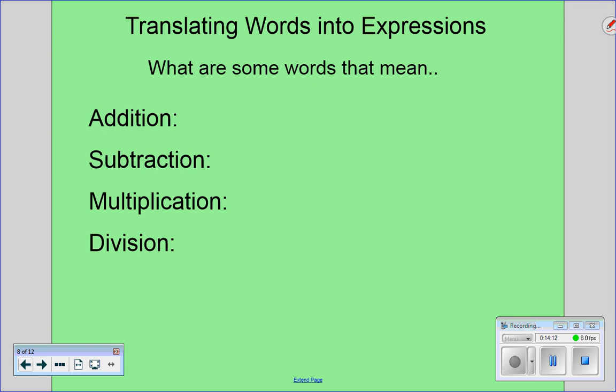Anybody got anything? What are some words that mean addition? Yeah, Aiden. Add. Okay, we're starting small. What else? What'd you have, Aspen? Total. Very good. What else you got? Anybody else? Plus? Yeah, the sum of, definitely. That's the answer of an addition problem. Good job.